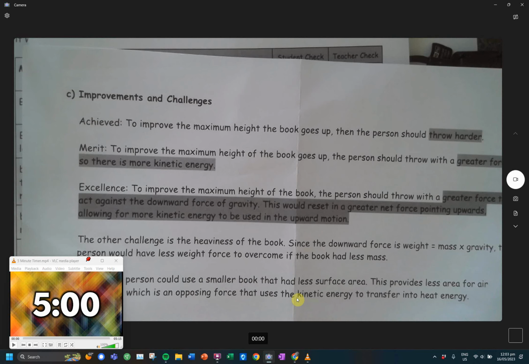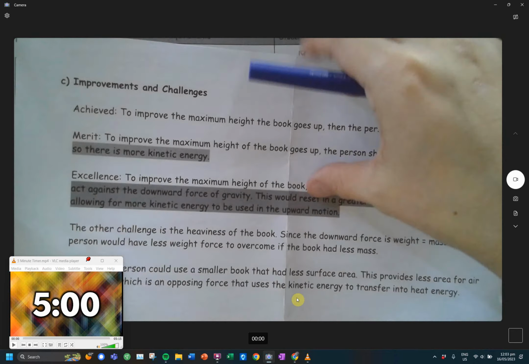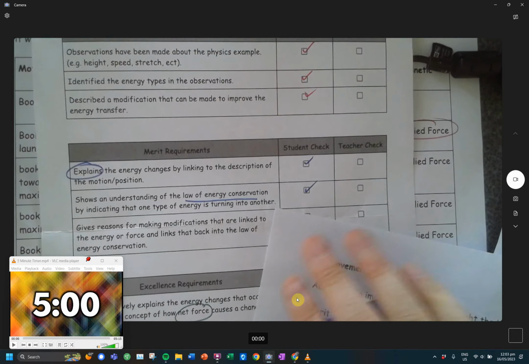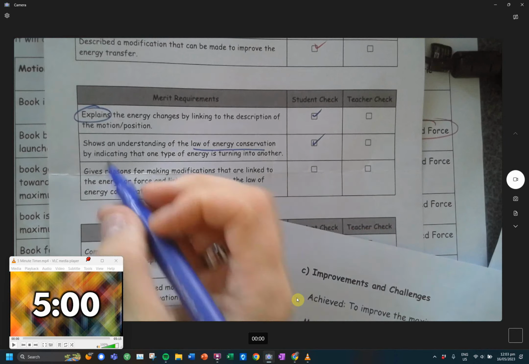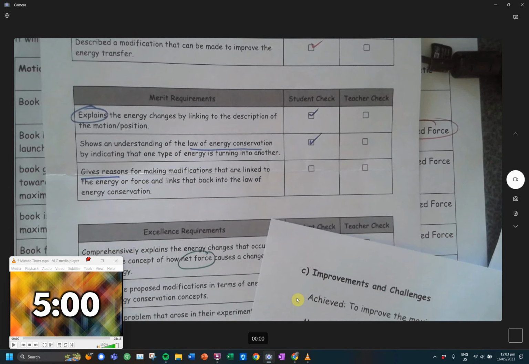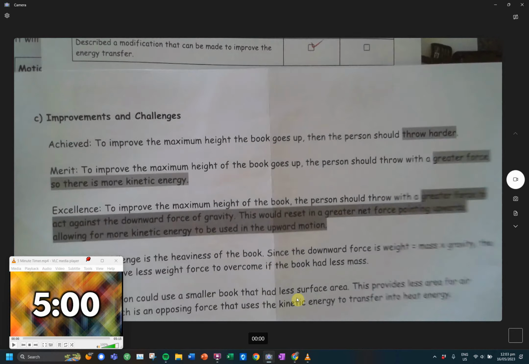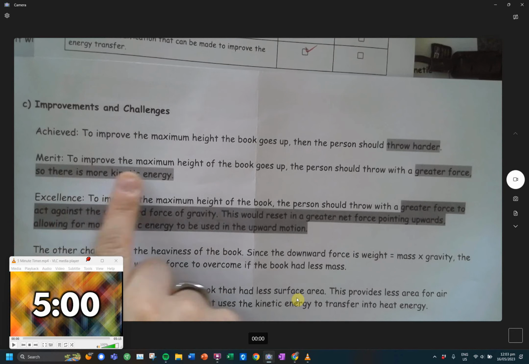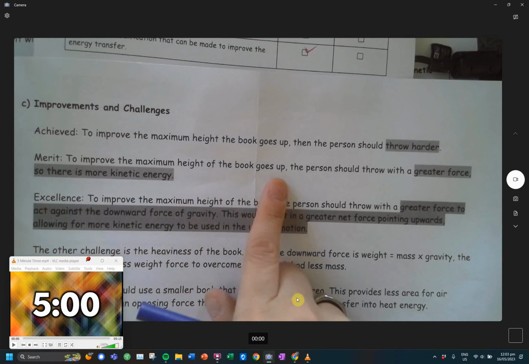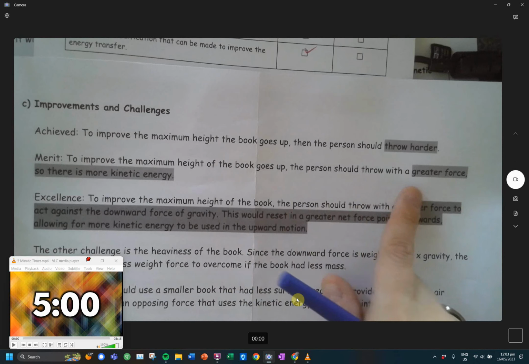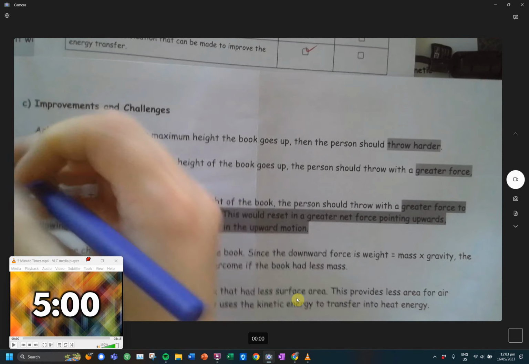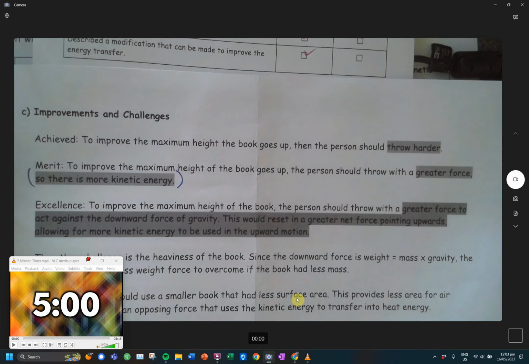All right, for the merit then, I am looking for that modification, but again, I'm looking for a reason for that modification and why it would work. So I need it linked back into forces or back into energy. So, for example, to improve the maximum height of the book going up, the person should throw with a greater force. This then here is giving me the why. So there's more kinetic energy.